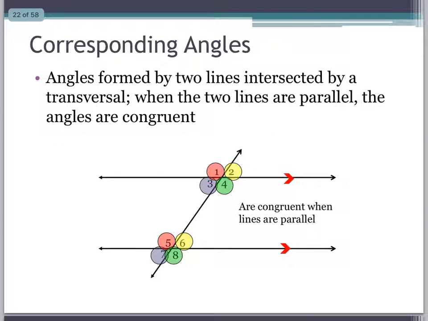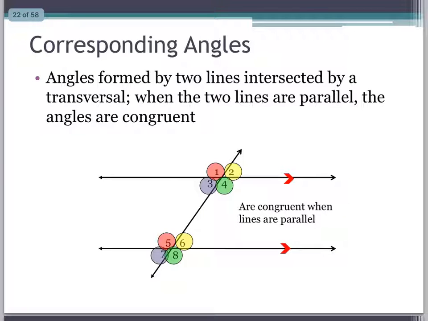Now, for this part to be useful, I have to say that these two lines, notice we have the red arrows here, are parallel. Remember, this is the transversal. Corresponding angles, that means angles that are in the same position. So angles formed by two lines intersected by a transversal. When the two lines are parallel, the angles are congruent. Now again, this definition here is corresponding angles. Notice I color-coded it. Angle 2 and angle 6. Notice they're in the same position. They're both in the upper right of each set. They are equal. Angle 1 and angle 5 are equal.